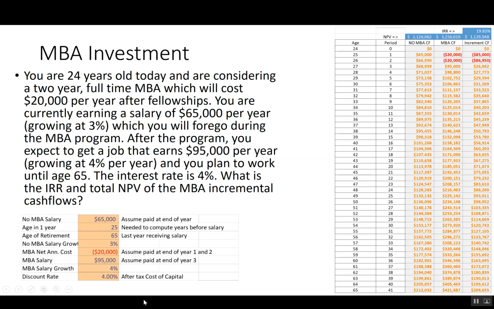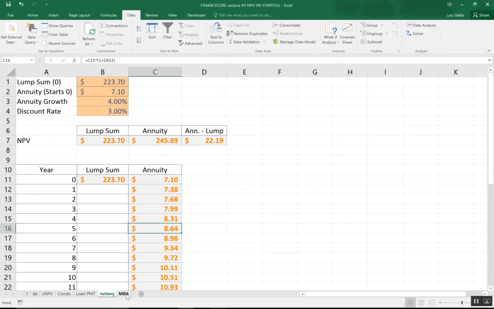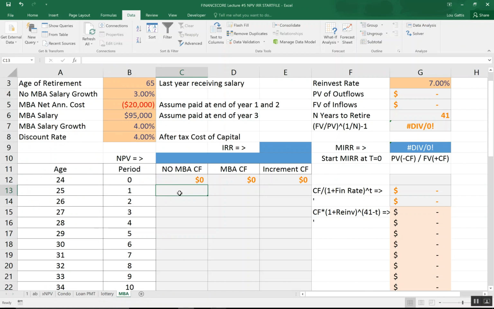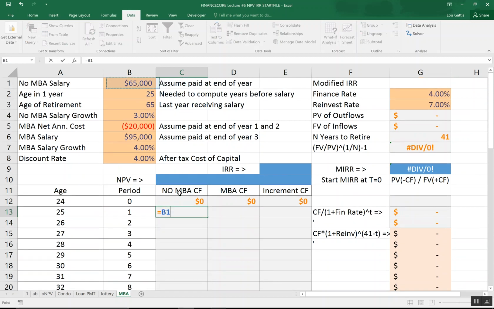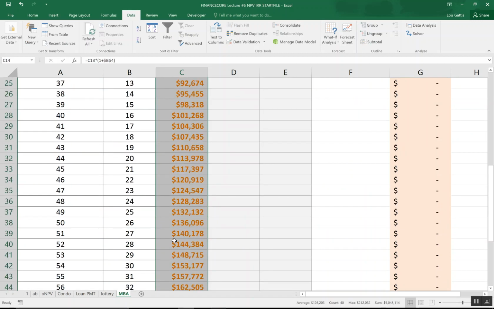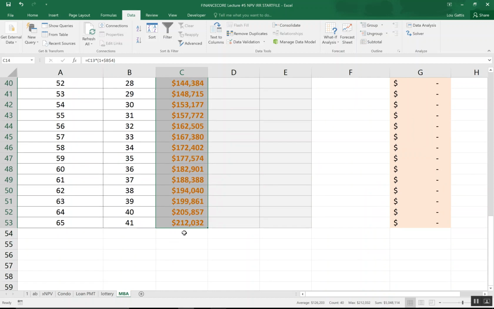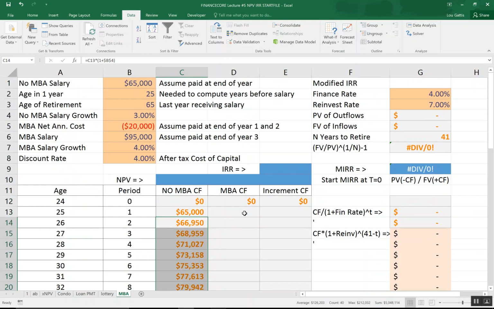So let's go ahead and do it. So let's set up our cash flows. If we get no MBA, we're going to make $65,000 next year. That's just an assumption. And we're going to get raises every year. We expect that to grow at 3%. No MBA salary growth. So that's what the cash flows look like. So if I don't get an MBA, at age 65, 41 years from now, I'll be making $212,000 a year. But what if I get an MBA?